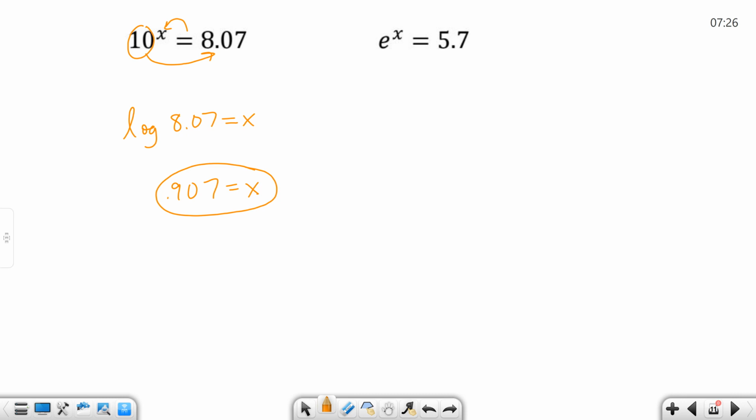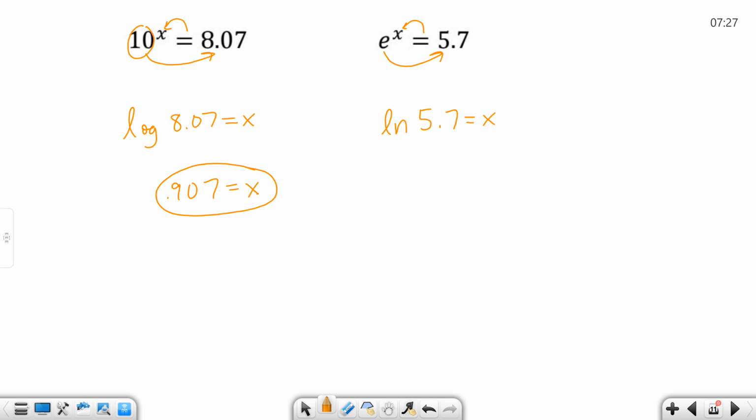All right, so for the next one, I'm going to rewrite this one, and I'm going to say, okay, log base e. Wait a minute, right? I'm going to go here across and equals this. I'm going to go, wait a minute, log base e. I don't need to write log base e. That's ln. ln of 5.7 equals x. All right, ln of 5.7 equals x.